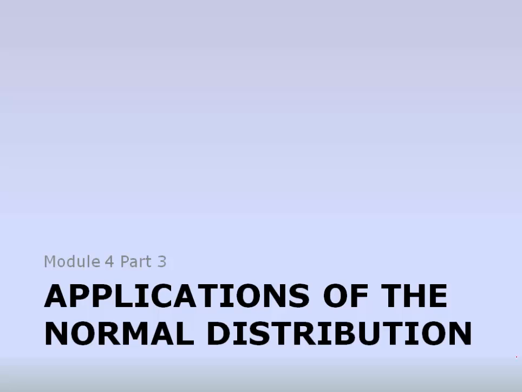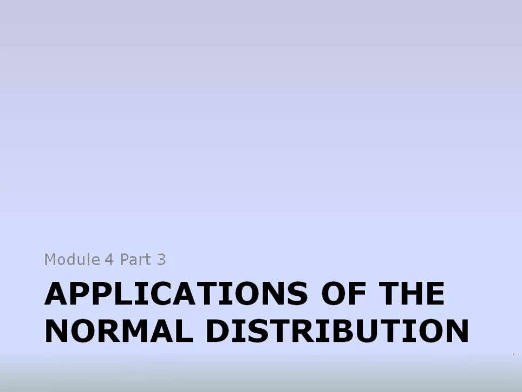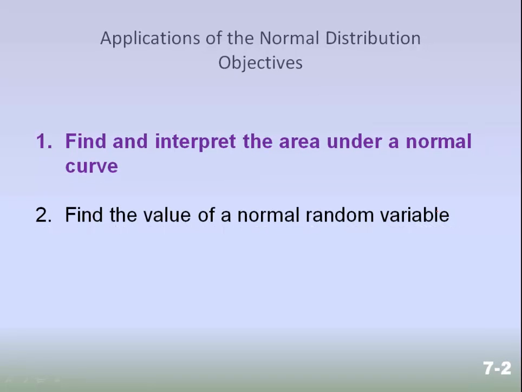Applications of the Normal Distribution, Module 4, Part 3. Our objectives are to find and interpret the area under a normal curve and to find the value of a normal random variable.